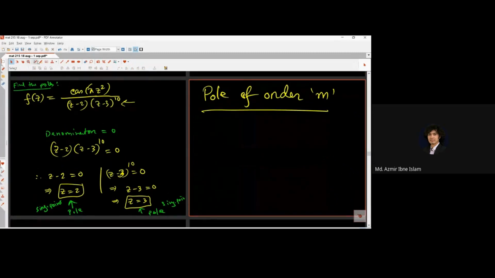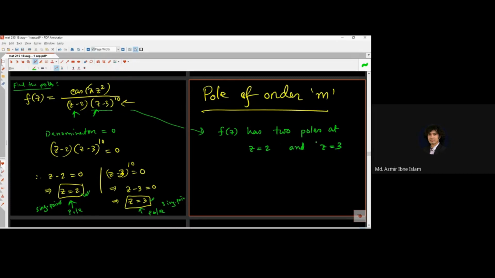So think about this problem. How many factors we have here? 2 factors. Factor means the quantity that is inside the parenthesis. This is the first one, this is second one. So z minus 2. From z minus 2 we have found z equal to 2, right? And from z minus 3 power 10 we have found z equal to 3. So for this example we can say f of z has 2 poles at z equal to 2 and z equal to 3. Up to now, is that okay?